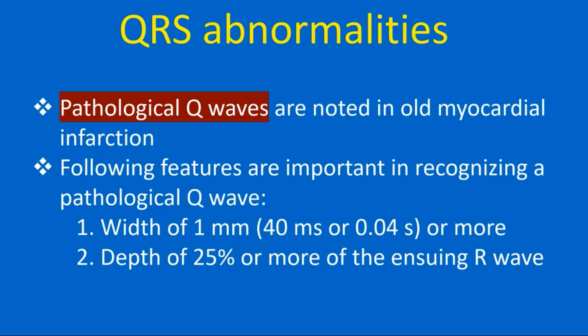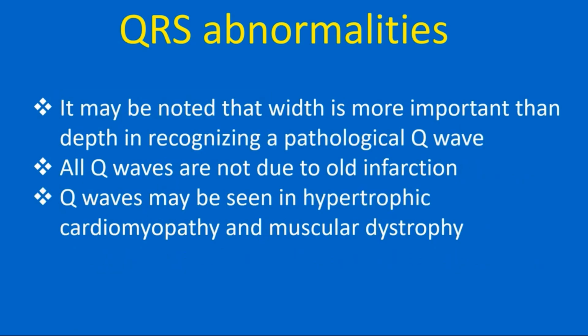Following features are important in recognizing a pathological Q wave. 1. Width of 1 mm or more. 2. Depth of 25% or more of the ensuing R wave. It may be noted that width is more important than depth in recognizing a pathological Q wave.